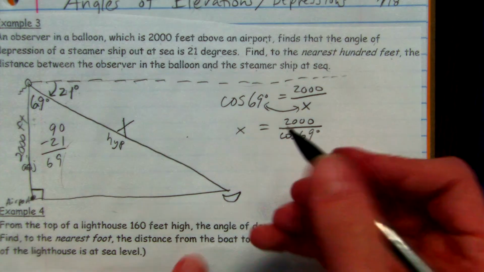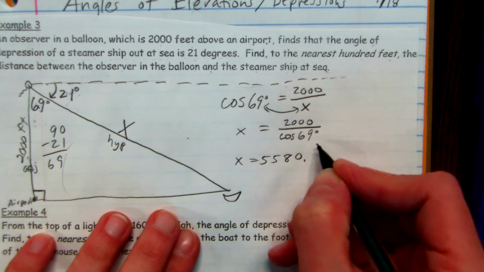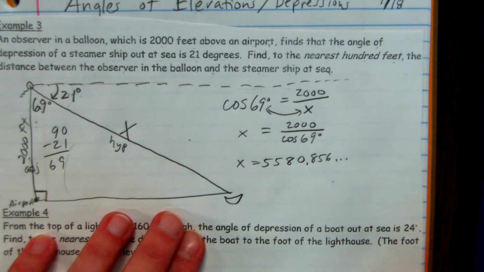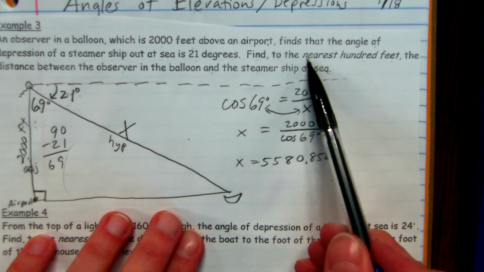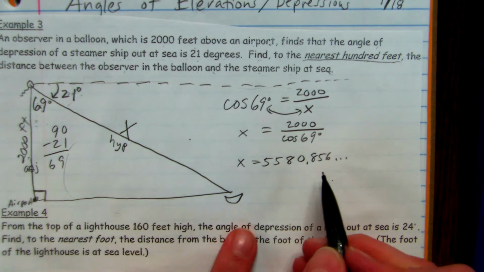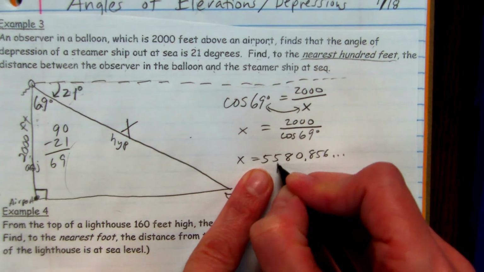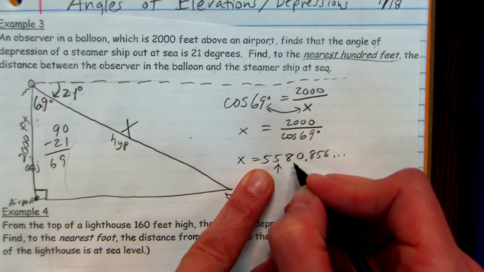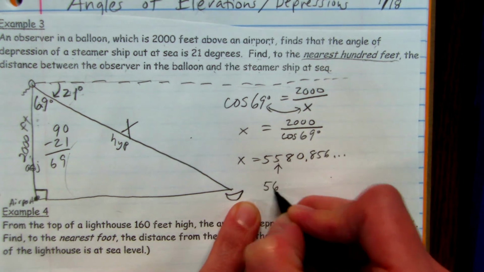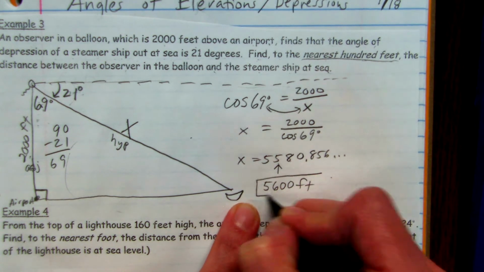Okay. And so I get x equals 5,580.856, and so on. So let's go back and see where they want us to round. Find to the nearest 100 feet. So not hundredths, but 100. So this is my hundreds place right here, the 5. It's going to round up, right? Because the next number is an 8. So we're going to round it up to 5,600 feet.